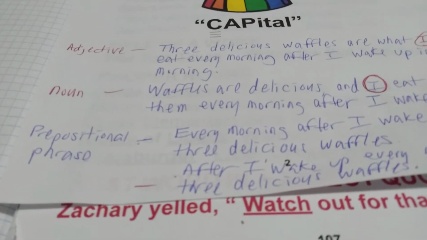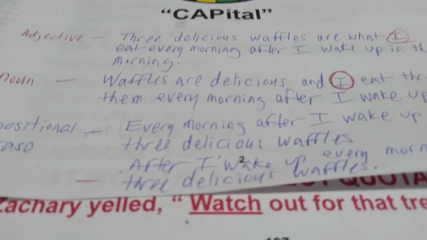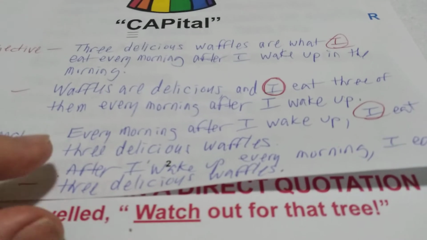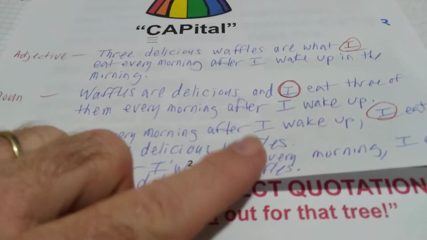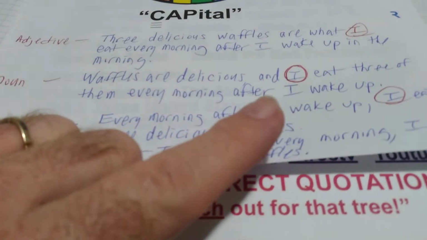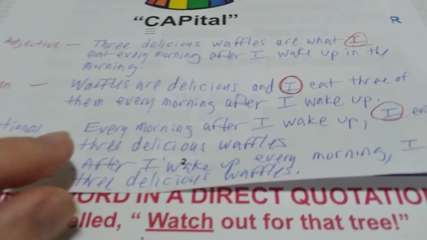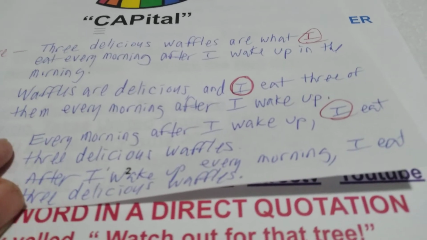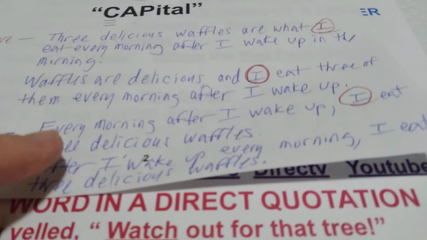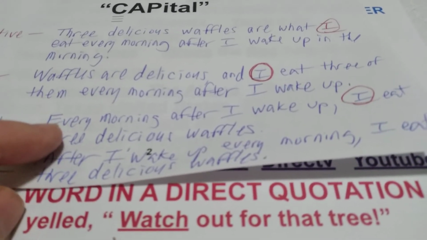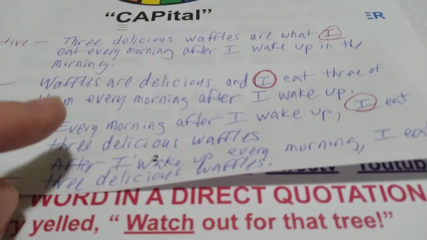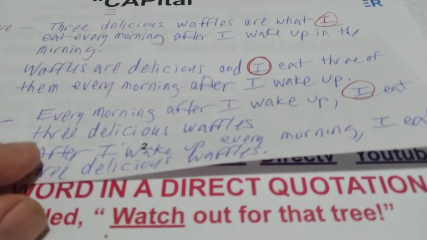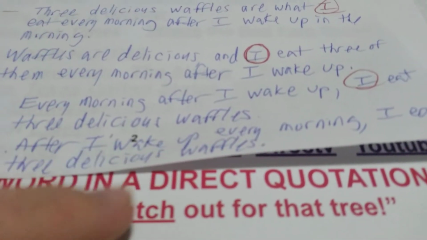Starting with a prepositional phrase. Capital, every morning after I wake up, comma. Because the subject I is there and wake the predicate, that's not just an introductory phrase, that's called a dependent clause. So you separate it from a comma. The when you do something, every morning, when, after I wake up, when, I eat 3 delicious waffles, period.